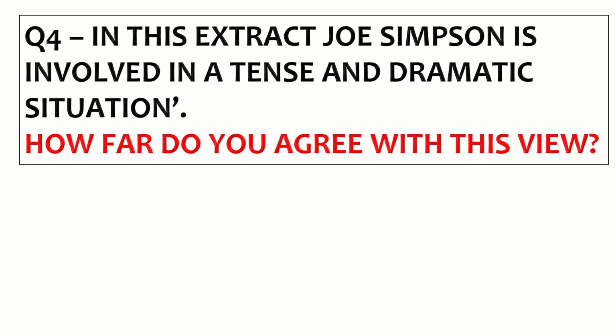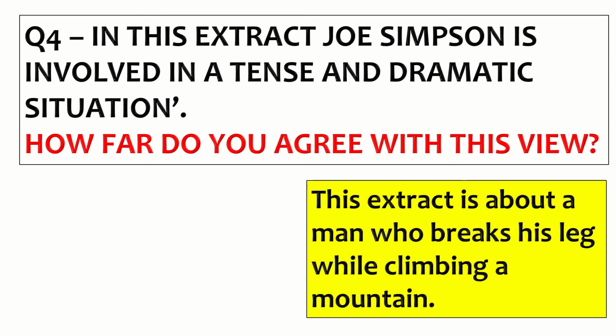Question 4 is very similar to question 2. It's another how question. It might just be slightly worded differently. So, for example, it might say thoughts and feelings. So in that case, you look for the extract and just find a few opinions about what someone says about something. So this extract is about a man who breaks his leg climbing a mountain. That's Joe Simpson. And the question is, in this extract, Joe Simpson is involved in a tense and dramatic situation. How far do you agree? So you're basically just going to say you agree at the start and then five or six quotes to show that it is a tense and dramatic situation.